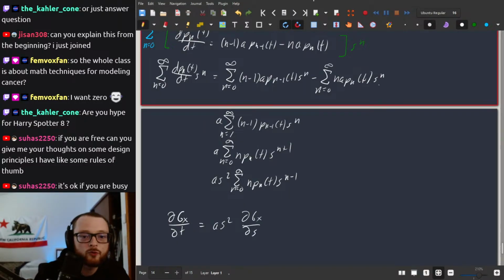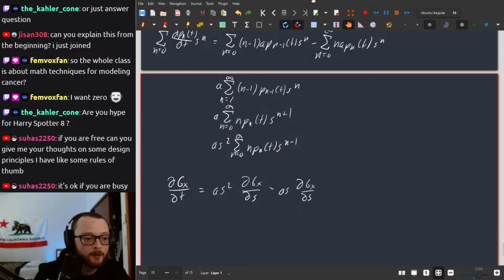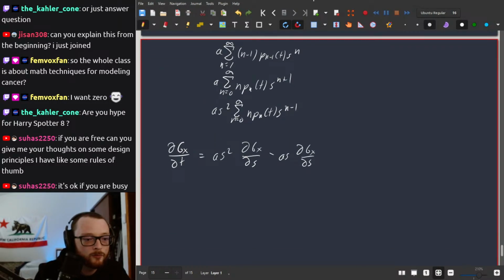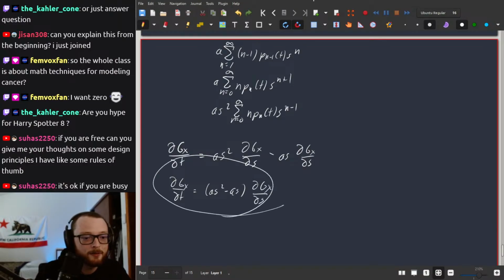Okay, and then we can do the same trick on this other term. This one's actually a little bit easier. We just take one of the s's and put it out front, and it'll just be a s times the partial of g. Then I'll make it look a little prettier. So we get a PDE out of this that it's possible to solve. It's just a transport equation.